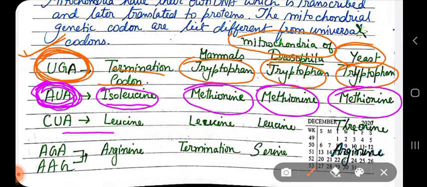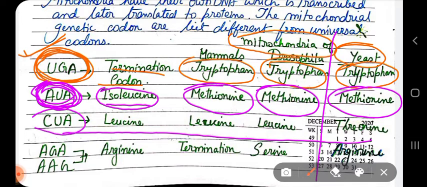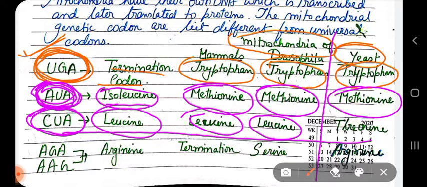Well, the CUA is same, not in case of yeast. If you see the CUA codon, generally CUA codes for leucine amino acid. In mammals also, the codons found within the mitochondria of mammals code for leucine for the CUA codon, and also Drosophila, they also code for leucine, but not yeast. The mitochondrial DNA found in yeast, the codon CUA within the mitochondrial DNA of yeast codes for threonine amino acid.